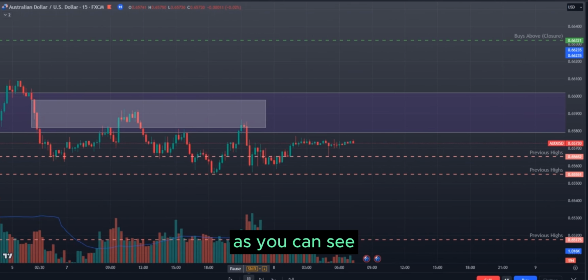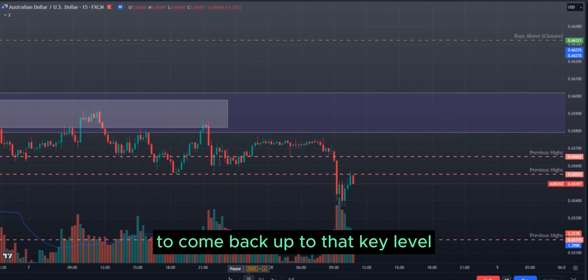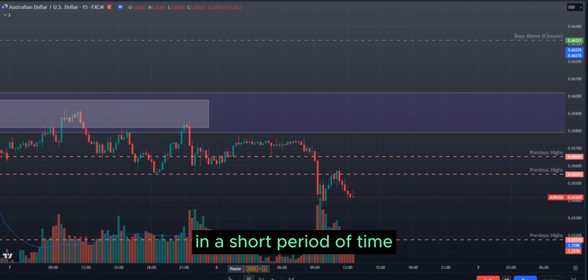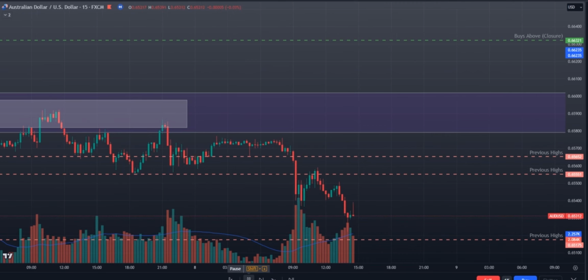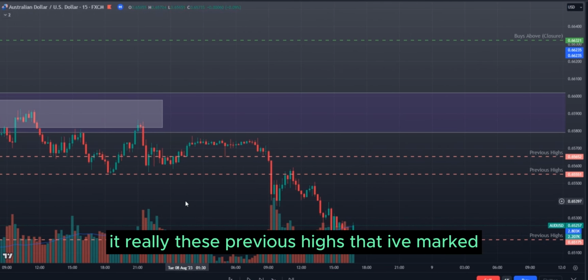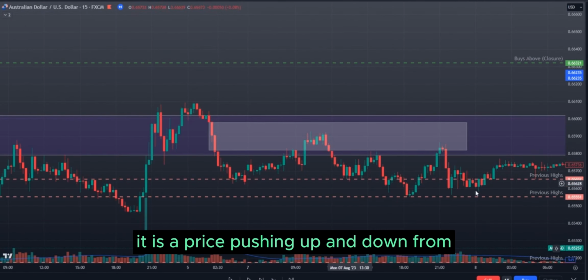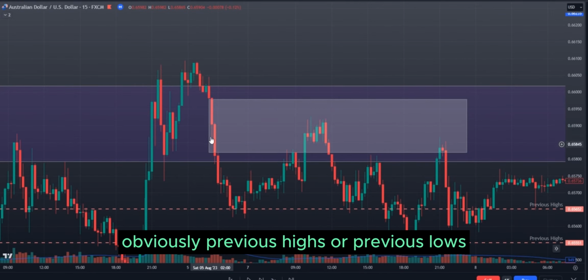As you can see, it really struggles once it's pushed through a key level significantly to come back up to that key level in a short period of time. These previous highs that are marked that are now previous lows are really the key indicators of price pushing up and down from previous highs or previous lows.